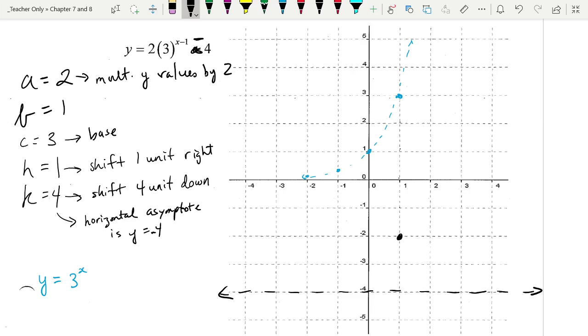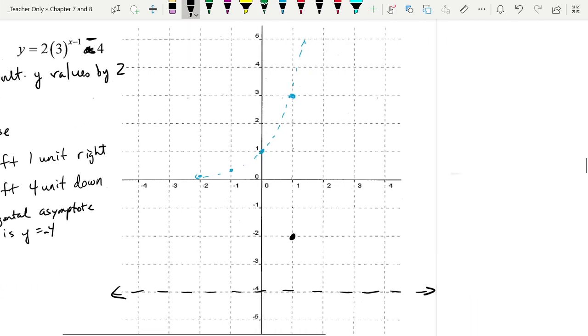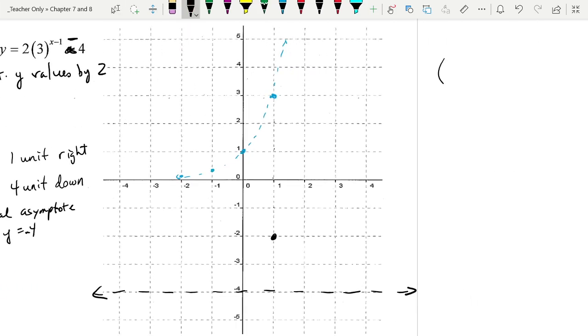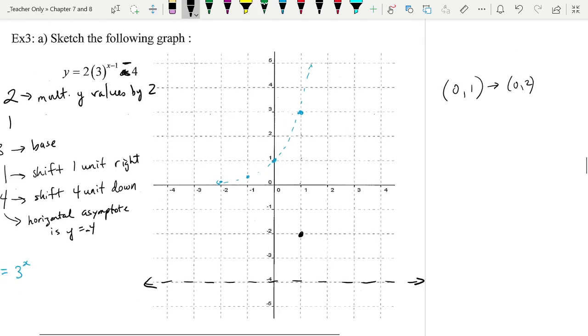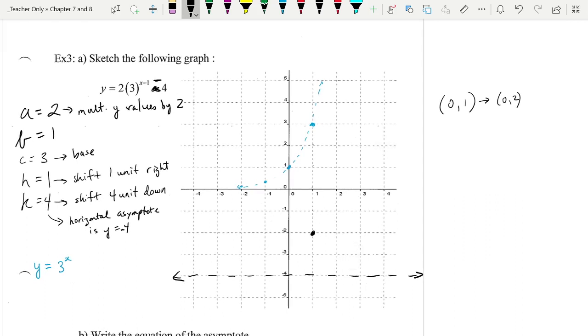Remember, if you have a piece of loose leaf or something, you could do this. We used to do our mapping notation. So 0, 1, our first step was, of course, to make it 0, 2, because we multiplied the y value by 2. Then from there, we shifted it 1 unit to the right, which makes that 1, 2. And then we shifted it 4 units down, which is 1, and then 2 minus 4 is -2. And that's where we are.